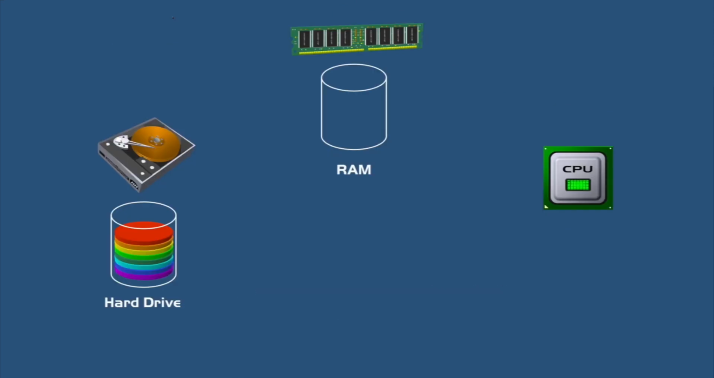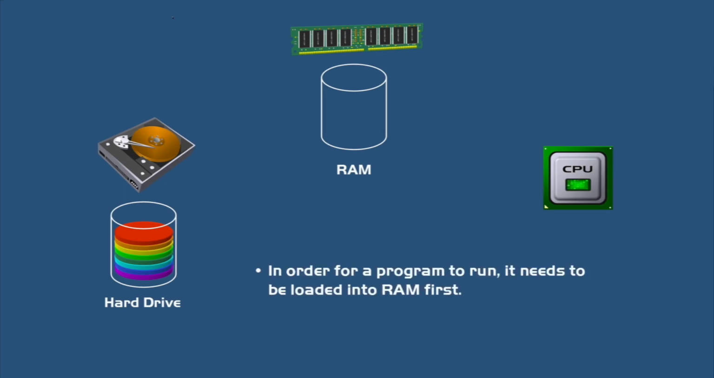In order for data or a program to run on the computer, it needs to be loaded into RAM first. So the data or program is first stored in the hard drive, then from the hard drive, it's loaded to RAM. And once it's loaded to RAM, the CPU can now have access to the data or run the program.